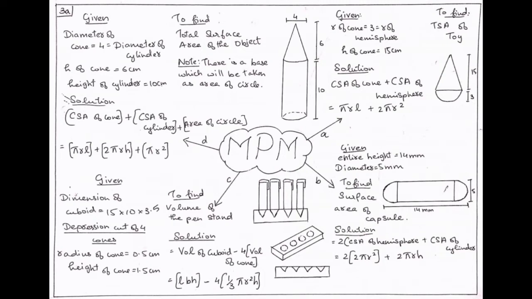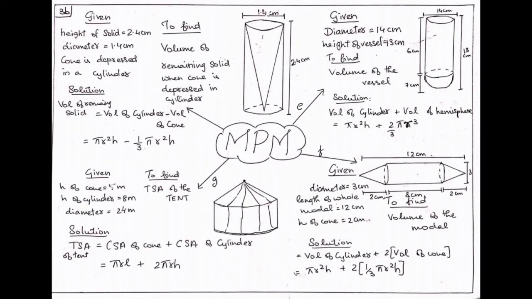And next is a normal pencil-like object. It is given that the diameter of the cone is 4 centimeter, and it should be the same as the cylinder. Right, the diameter of the cylinder should be 4, and the height of the cone is 6 centimeter and the height of the cylinder is 10 centimeter. So the total surface area of the object is to be found. Note that there's a base under it, so we have to add the area of circle. Alright, and CSA of cone plus CSA of cylinder plus area of circle will be the solution. It can be written as pi r l plus 2 pi r h plus pi r square.